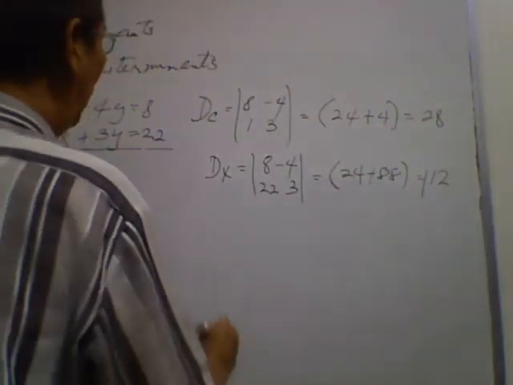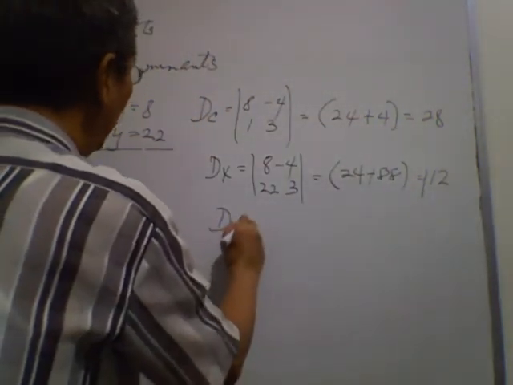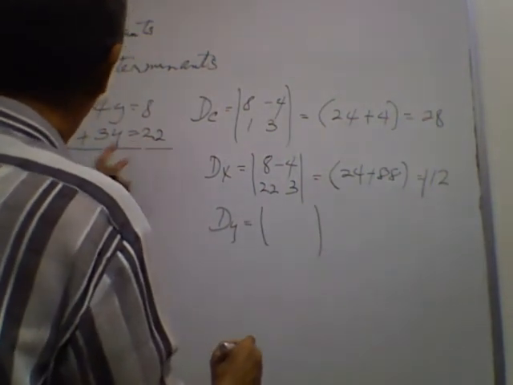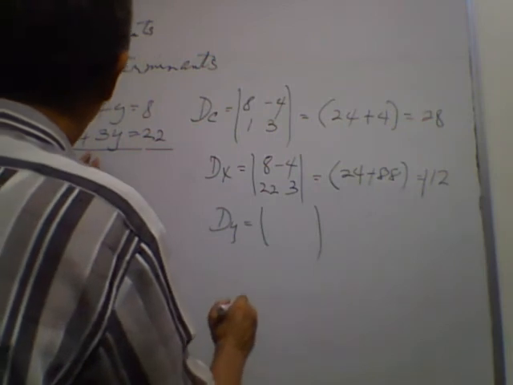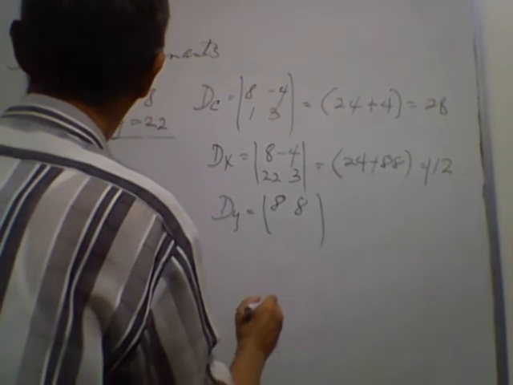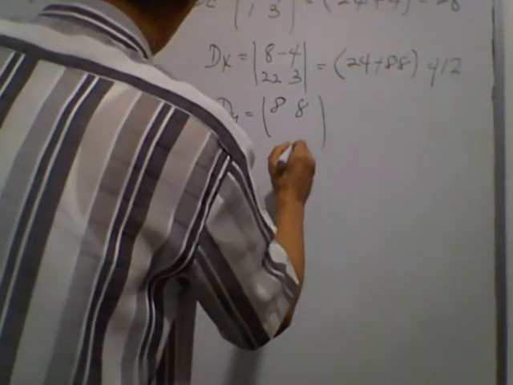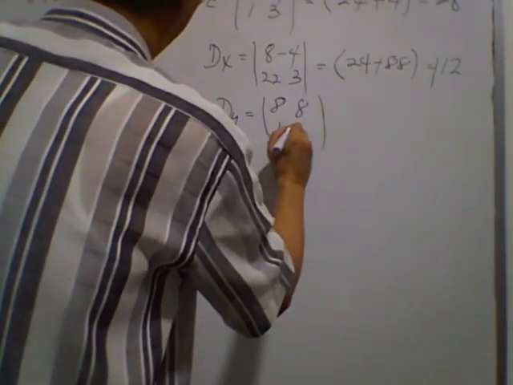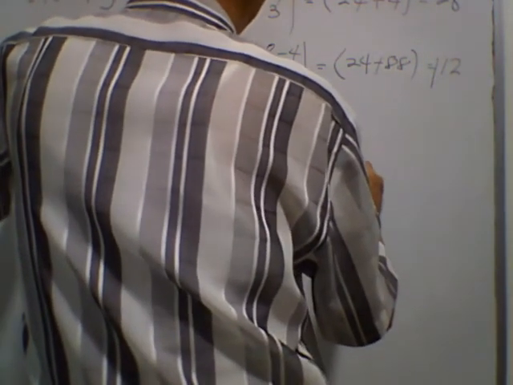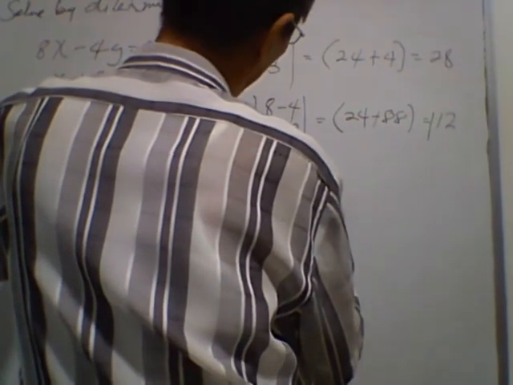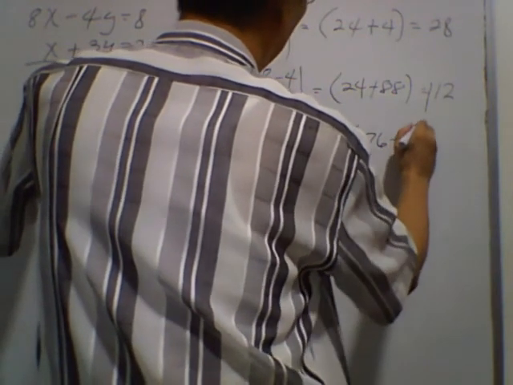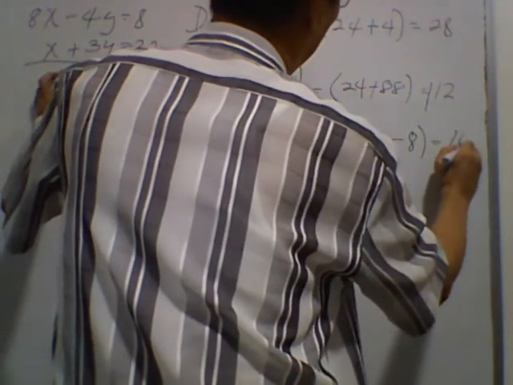So dy here, again, we place the constants in the column of y. So 8 and 8, and 1 and 22. So this one is 176 minus 8. So that will be equal to 168.